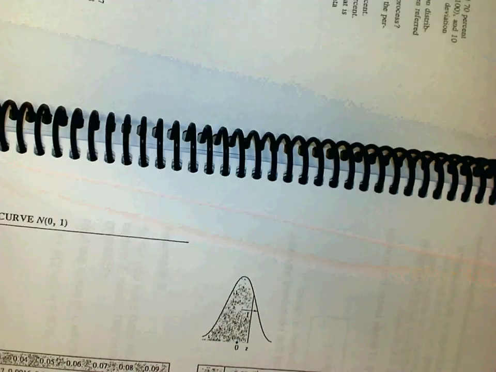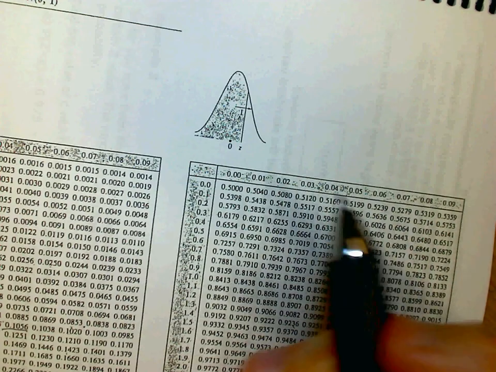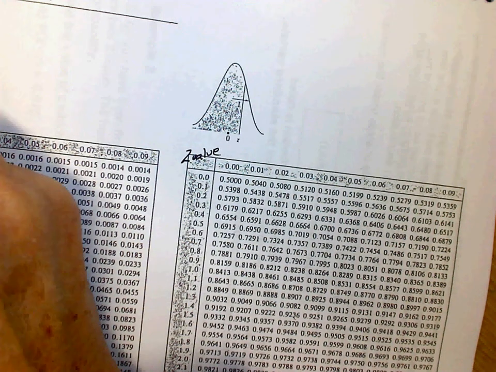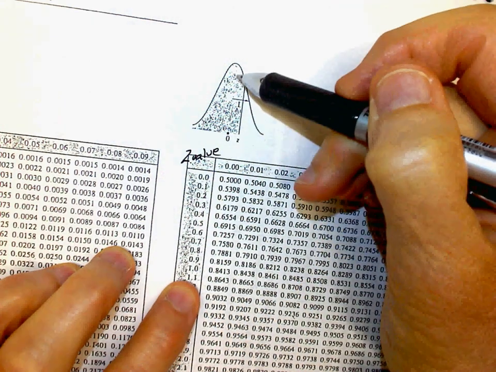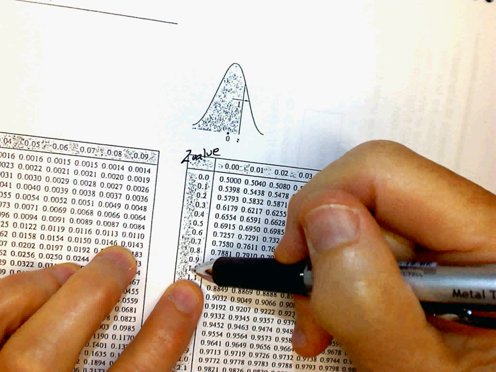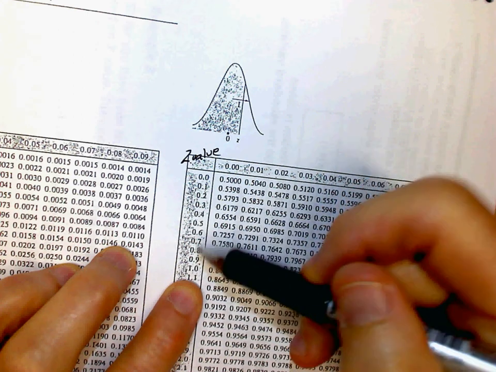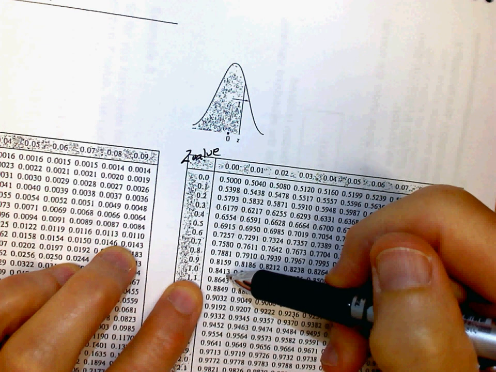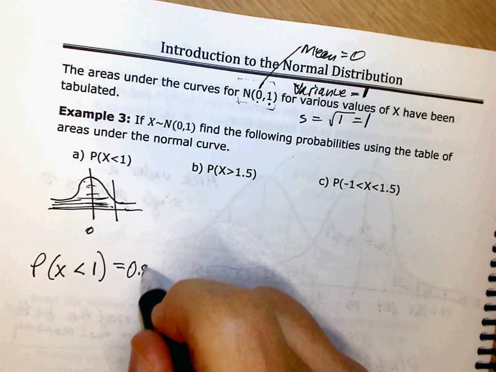Here is our, actually we call them Z values, and we'll talk more about that in a few minutes. But here is the Z value of 1. Notice this gives areas to the left. So the probability of a Z value being less than 1 is 0.8413. Okay, let's do this. So this is equal to 0.8413.